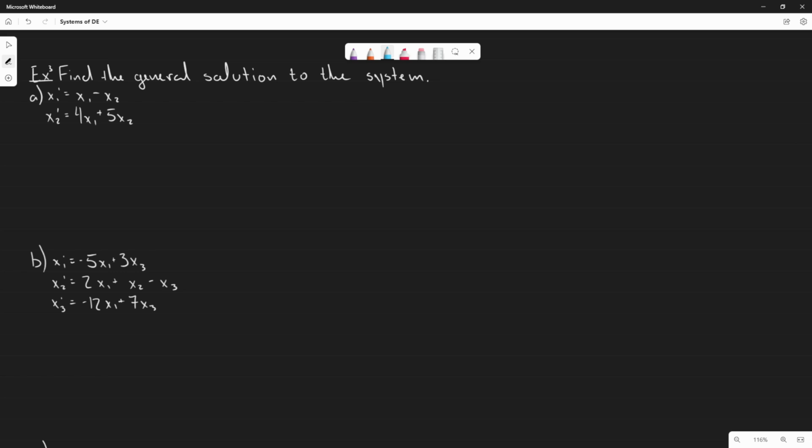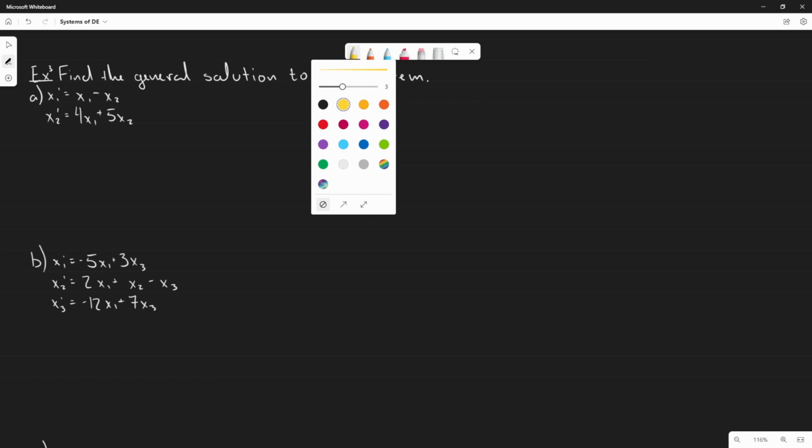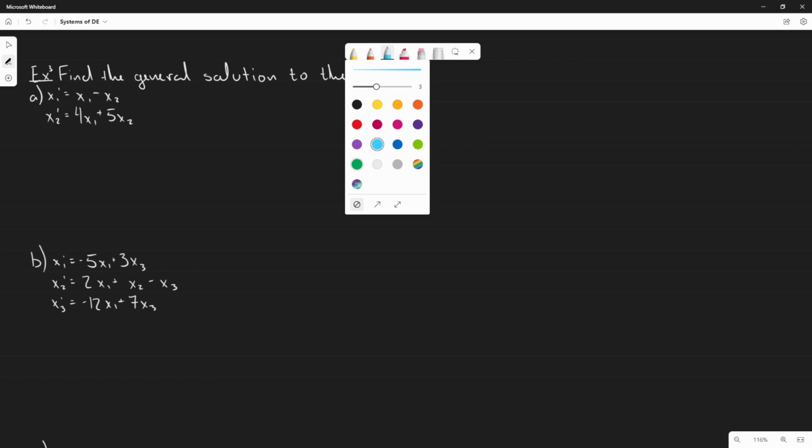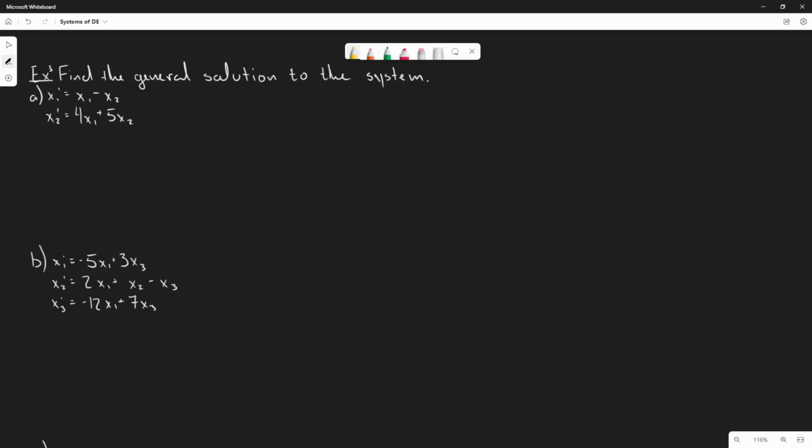We're going to do 3 examples. Hopefully I can do them within a short amount of time. So let's get started. The first one, we are given that x1 prime is equal to x1 minus x2, and x2 prime is equal to 4x1 plus 5x2. As I always mention, when solving these, always put this in matrix form. The matrix form will be x1, x2 prime is equal to the matrix 1, -1, 4, 5 times x1, x2.